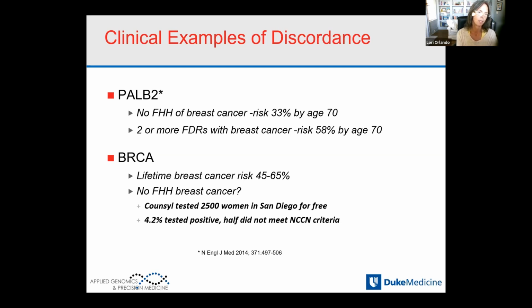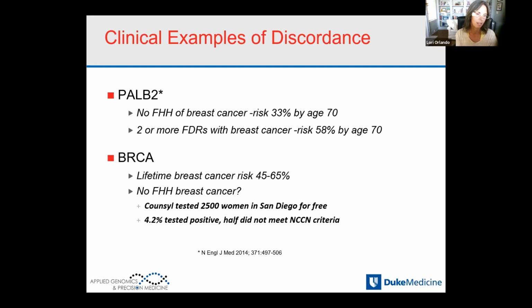This particular study was basically done in California, where they offered every woman who walked down the street free BRCA genetic testing. This was around the time that Angelina Jolie was coming out about her condition, and it was a really big media hype for a long time. So they said, we're going to offer free genetic testing for this condition to anybody who wants it. And they had really high uptake of their offer.